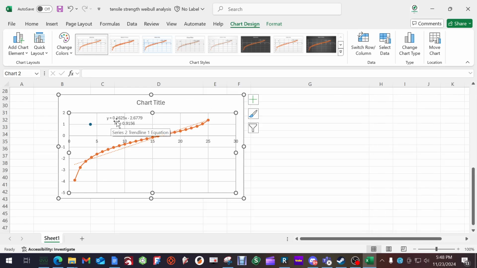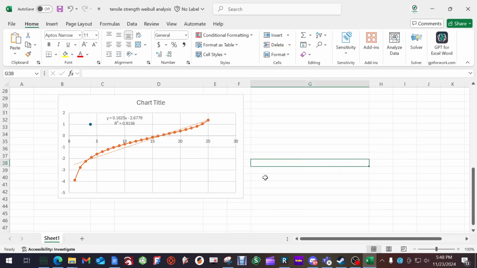Okay, so now we have the equation of our line. Y is equal to 0.1625x minus 2.6779. If you have not had algebra, this won't mean too much to you, but if you have, then you know exactly what this means. So what can we do with this? Well, actually, we can do quite a bit. So let's do an example.